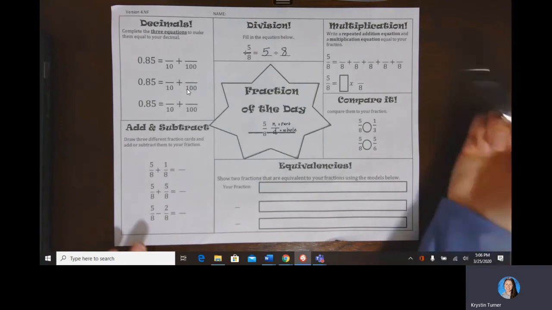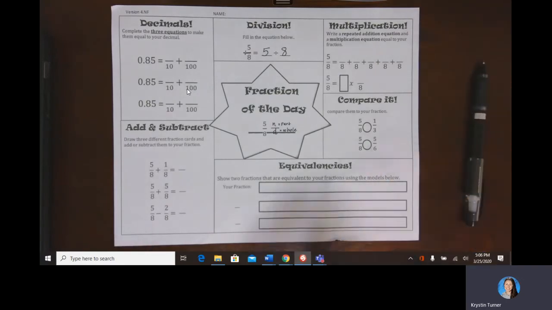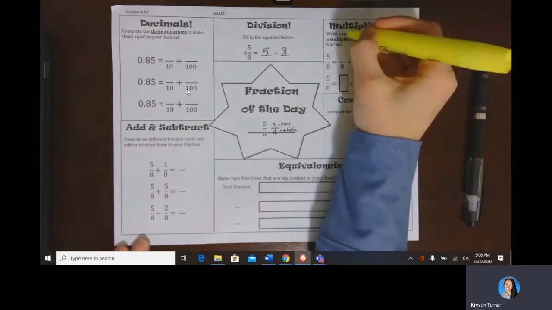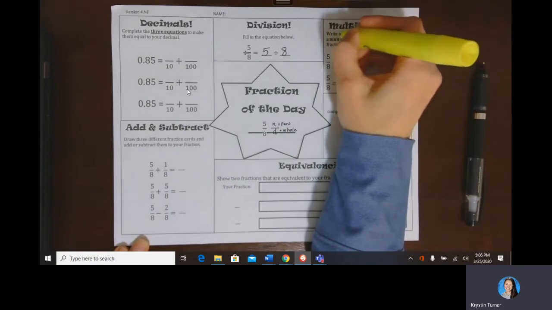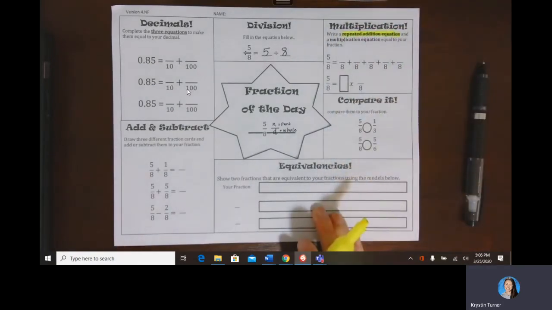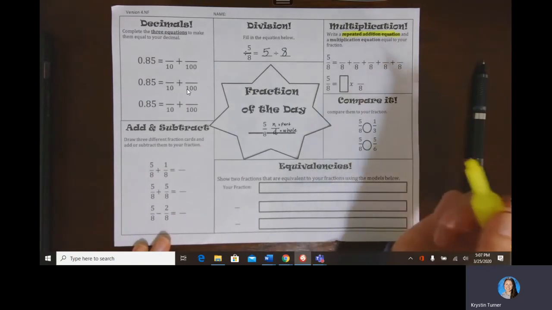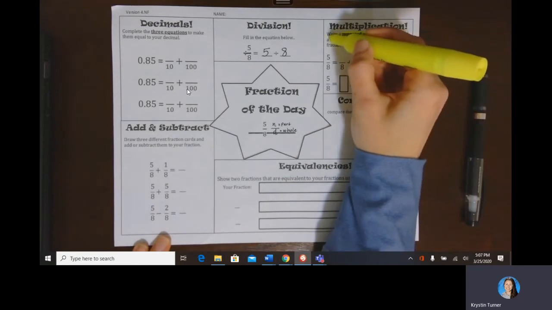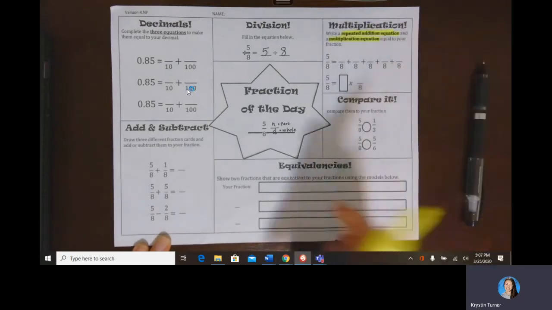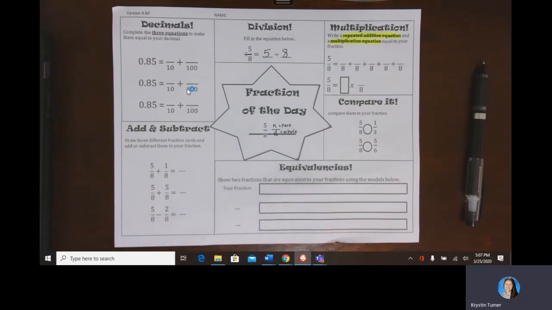So, multiplication box over here. Back when we first learned about multiplication in second grade, we thought of it as a repeated addition equation for whole numbers. And so we're going to write a repeated addition equation for our fraction 5/8, and then we're going to use that equation to make a multiplication equation. If you haven't already done this, you're going to want to pause the video now and try to do it yourself first, and then play back what I do to see if you did it right.